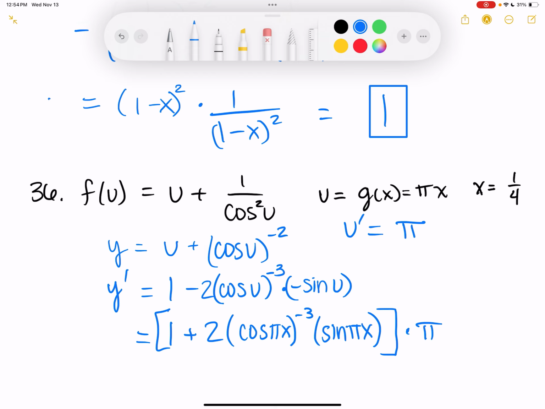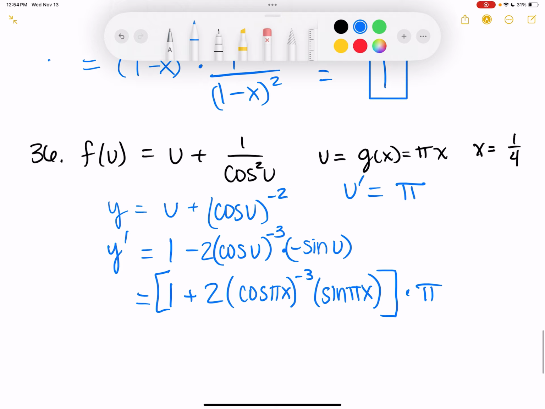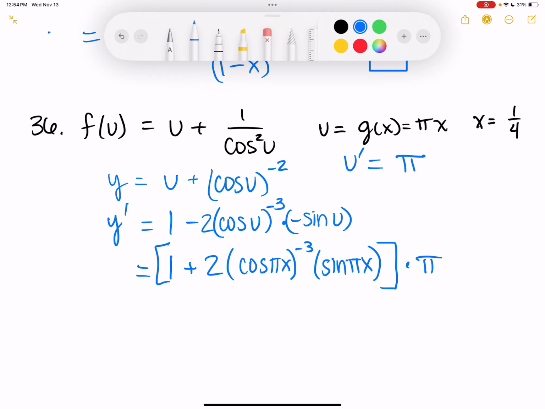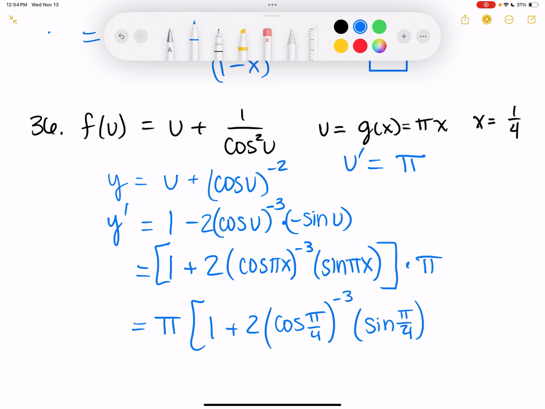So now's where I need to plug in for the x value, because otherwise I can't really do anything else with this. So I'm going to put in 1/4 for x. I want the pi in front. I don't like pi in the back. So pi times 1 plus 2 times the cosine of pi over 4 to the negative 3 times the sine of pi over 4.